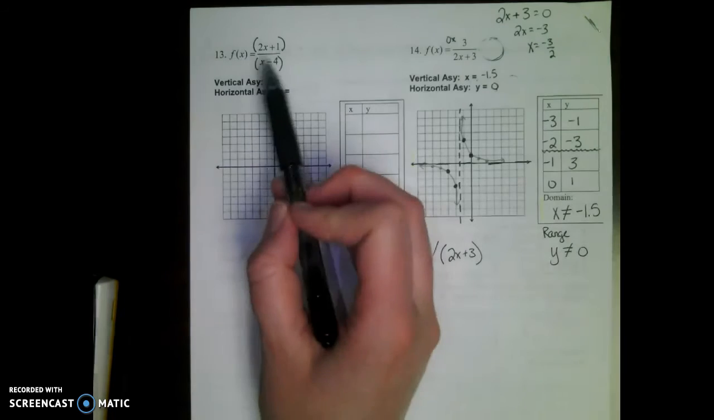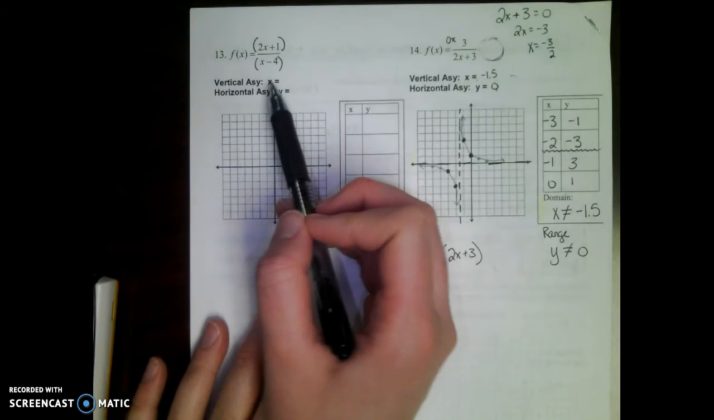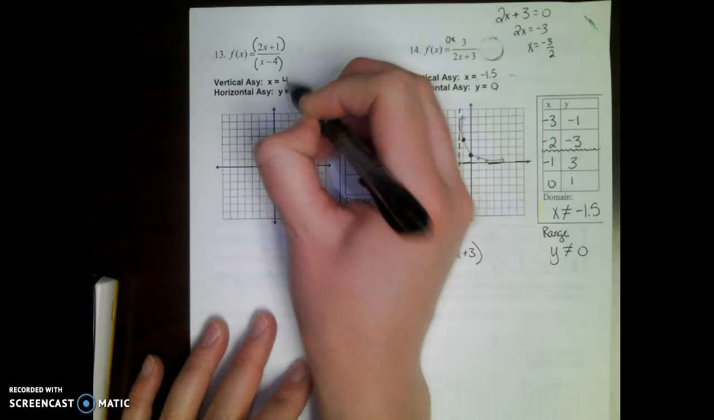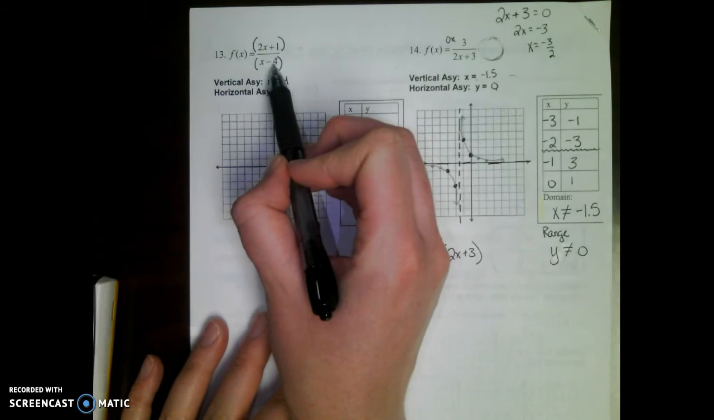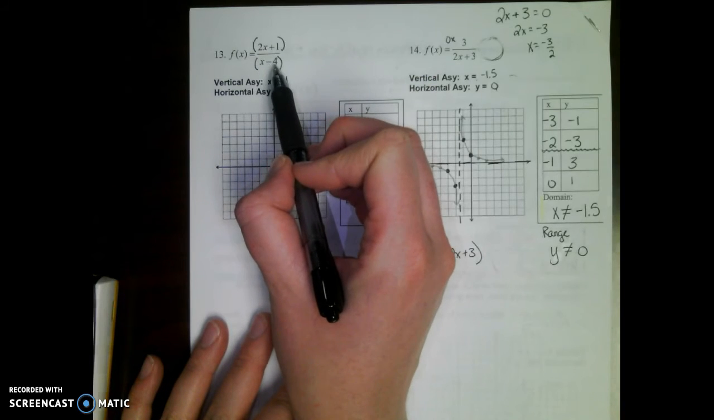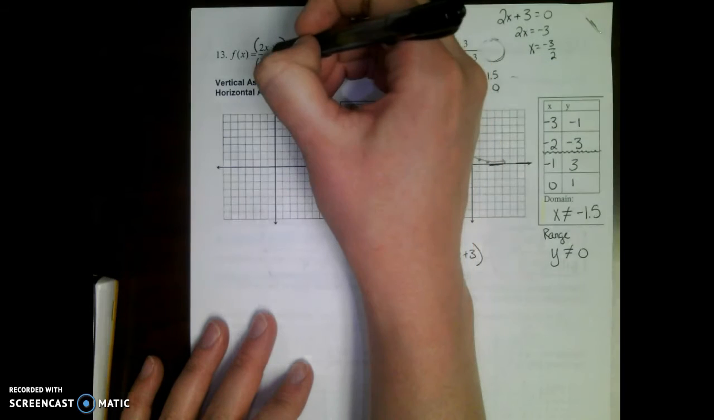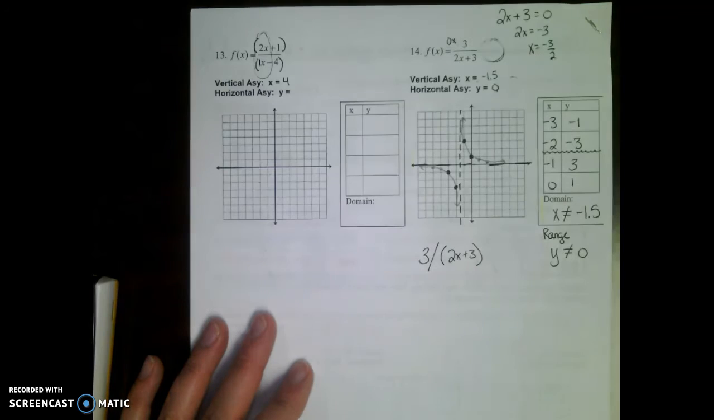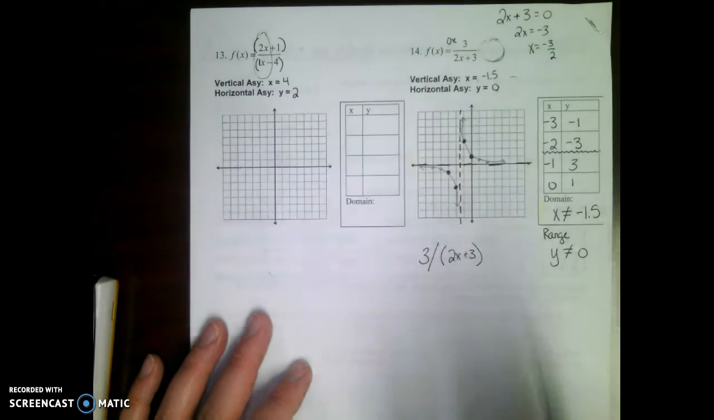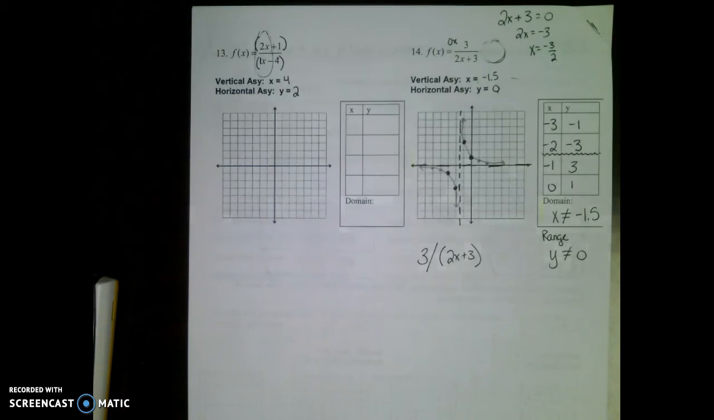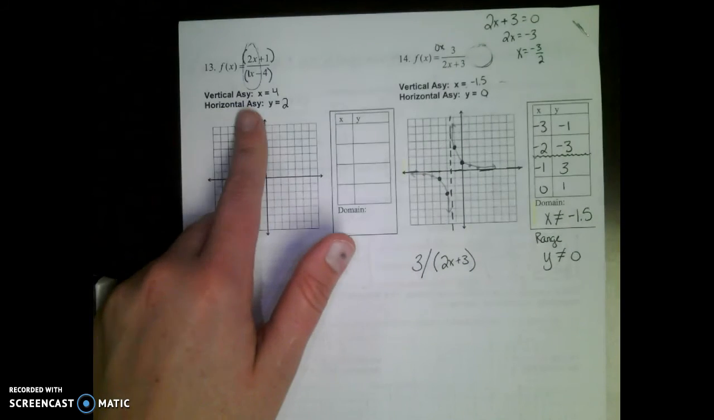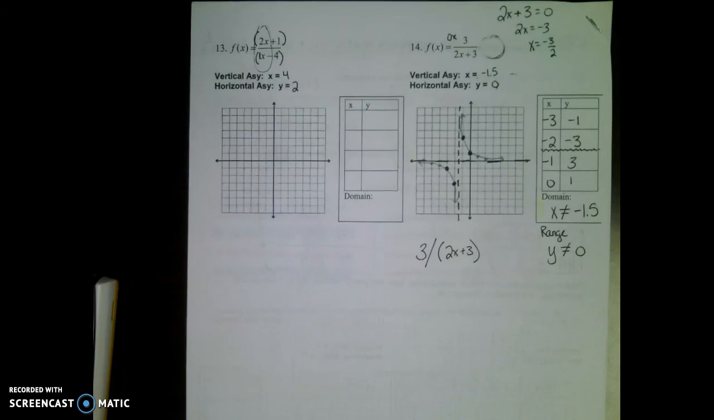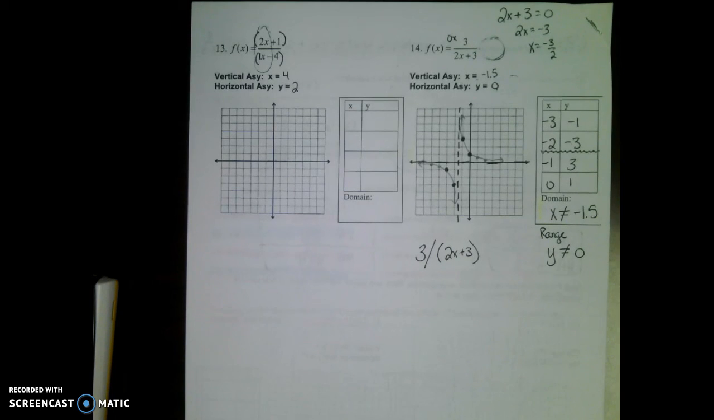Really quickly, over here on number 13, the vertical asymptote would be x equals positive 4, because 4 minus 4 would make the denominator equal 0. The horizontal asymptote, you're looking at the coefficients of the x's, and this time there are x's on the top and the bottom. So 2 divided by 1 is 2. There would be a horizontal asymptote at y equals 2. So that one's a little bit nicer because it gives you whole numbers and you can see both of them easily. Number 14, it's a little bit more obscure.